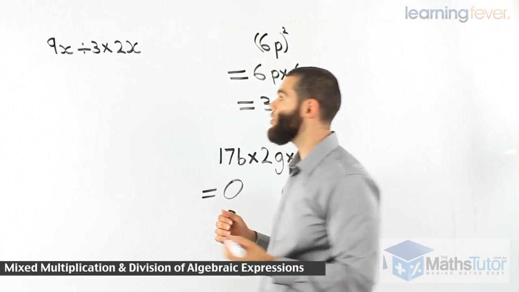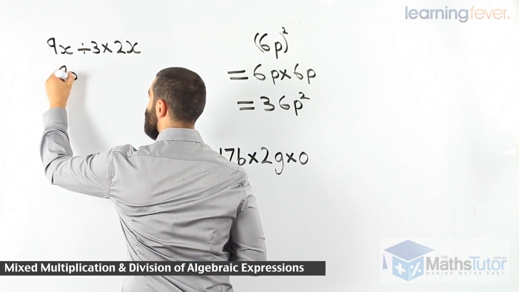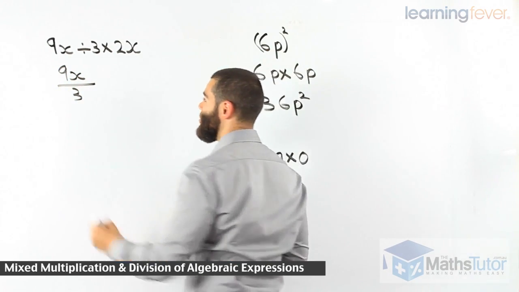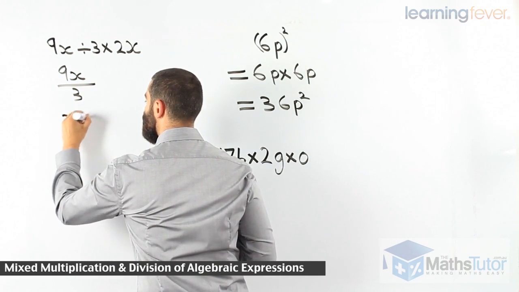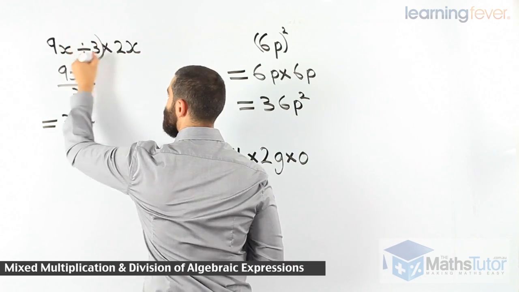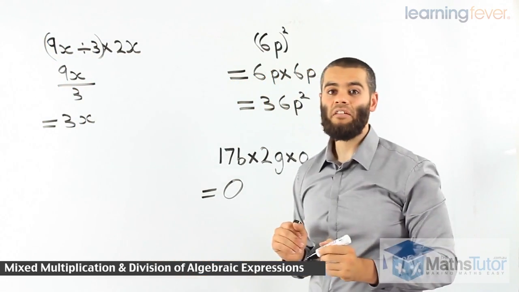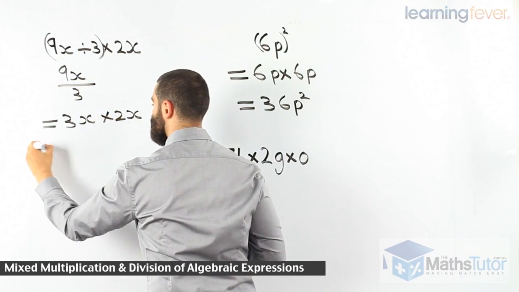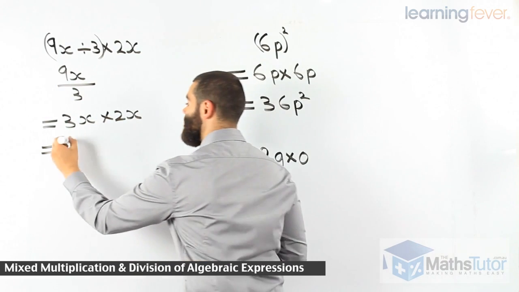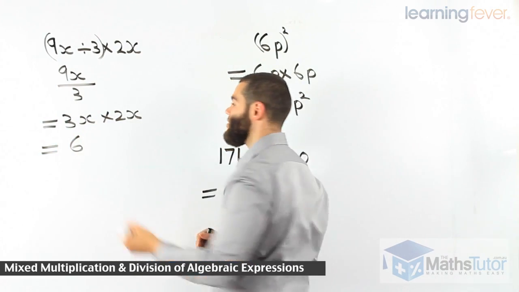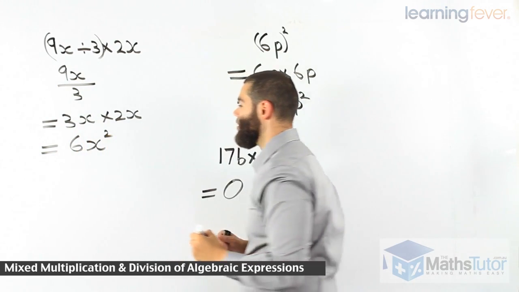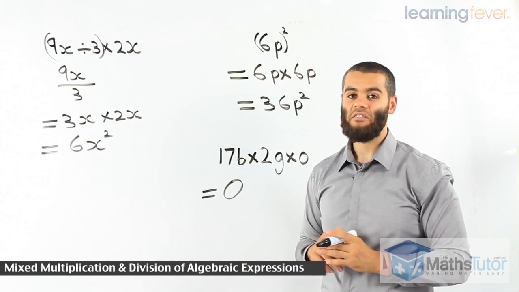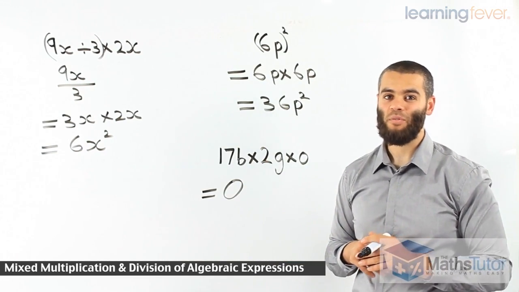9x divided by 3, we can write it as 9x over 3, which is 3x. That is completed as 3x. Then 3x times 2x. Our answer, 3 times 2 is 6, and then x times x, x squared. So 3x times 2x, 6x squared is our final answer for that question. We'll do another 3 more examples.